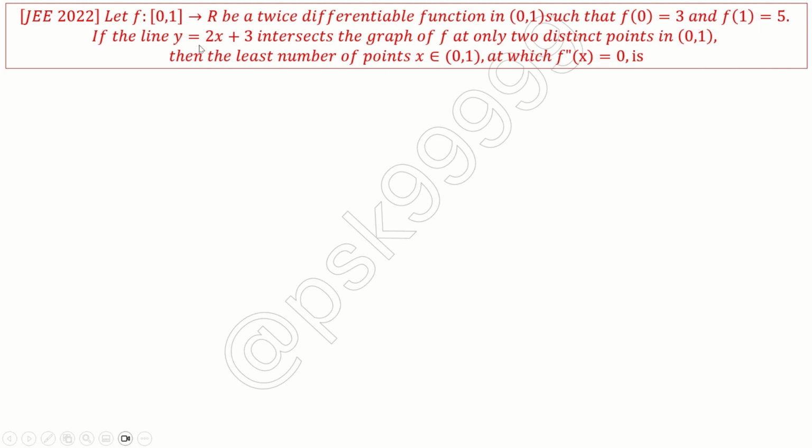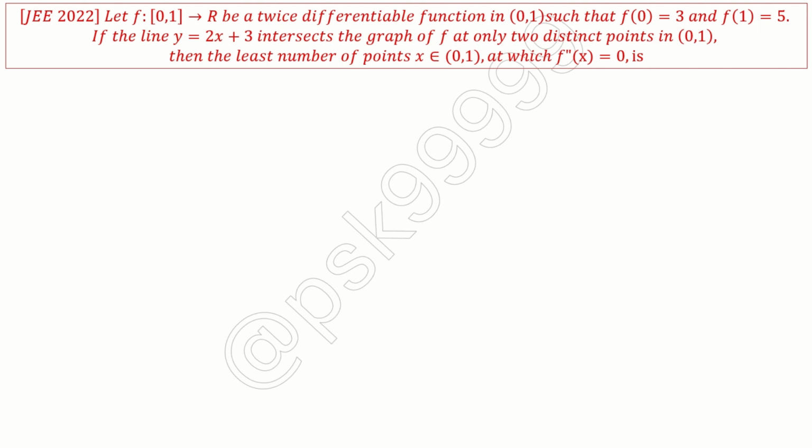Now what is my function? The function definition is not given actually, but it is a twice differentiable function, f of 0 is 3, f of 1 is 5, and this f of x intersects with this line in (0, 1), not inclusive. 0 and 1 are not inclusive, but inside this there are two distinct points where it is intersecting. Just imagine, you can solve it in two ways actually.